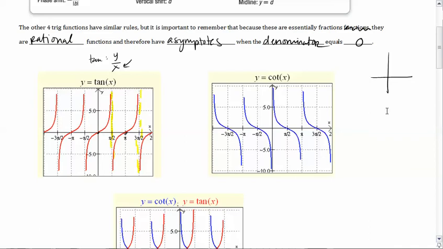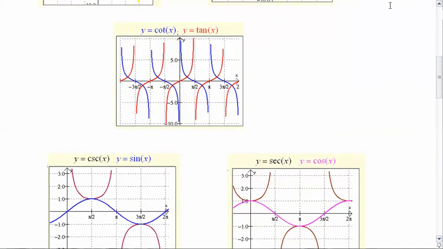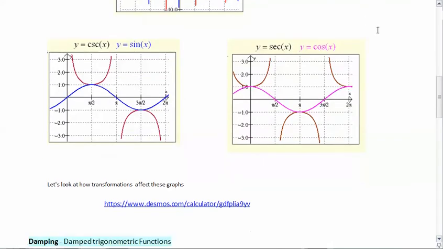Those are now our asymptotes whenever we had a y that was equal to 0 instead of an x that was equal to 0. If we graph cotangent and tangent together, you'll notice that the places where we had zeros for tangent, we have asymptotes for cotangent, and similarly, wherever we had zeros for cotangent, we have asymptotes for tangent. Let's move on to cosecant, and let's talk about sine, and then we'll talk about secant and cosine.